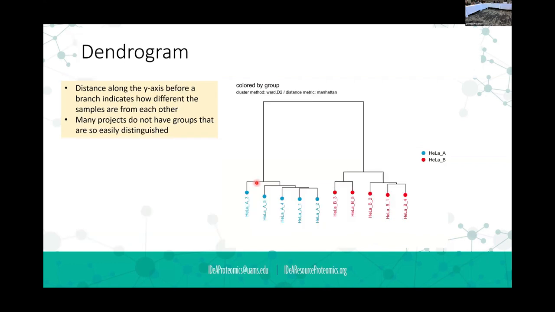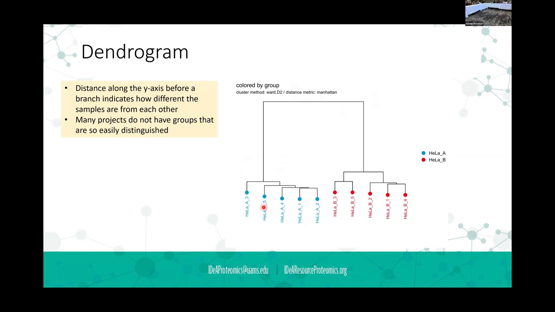Another way to represent this information is in a dendrogram, and the distance along the y-axis here before a branch indicates how different the samples are from each other. So the fact that you have this branching here and a long distance going down before you start to see these little branches just shows that there's a big difference between the two different groups, and a smaller difference within each group.